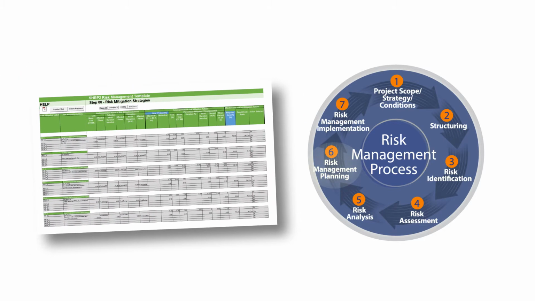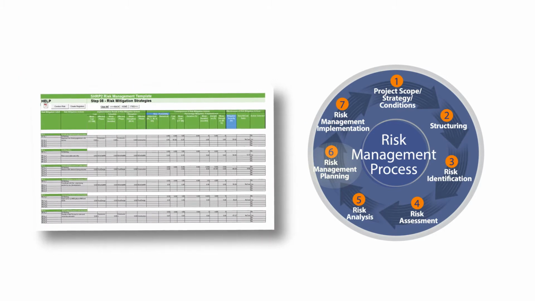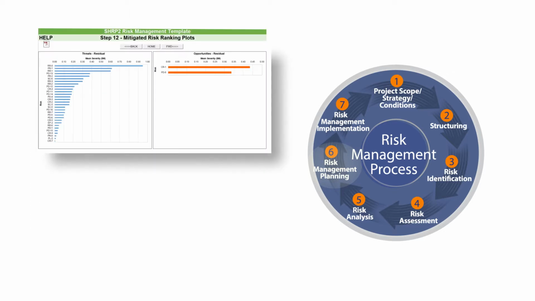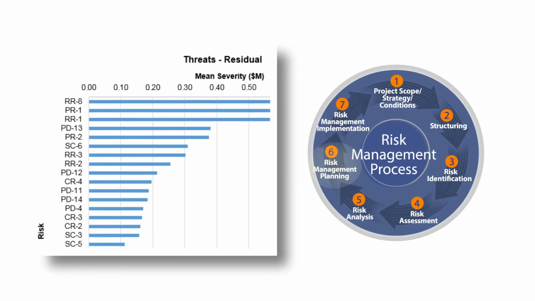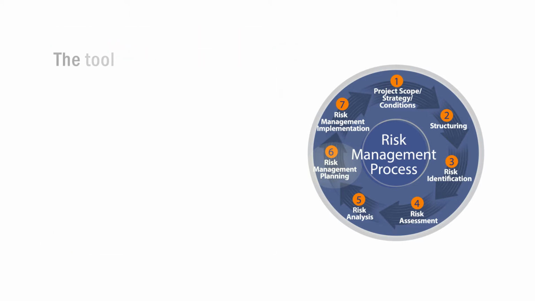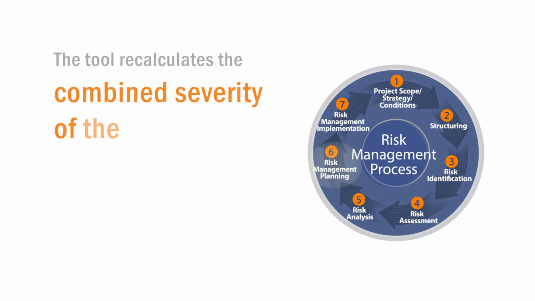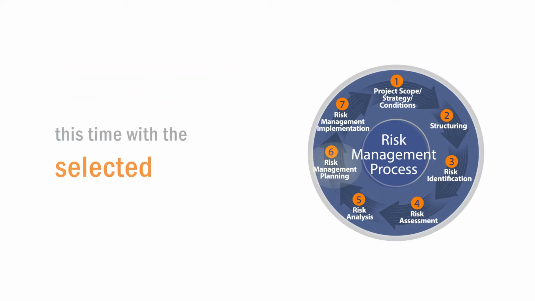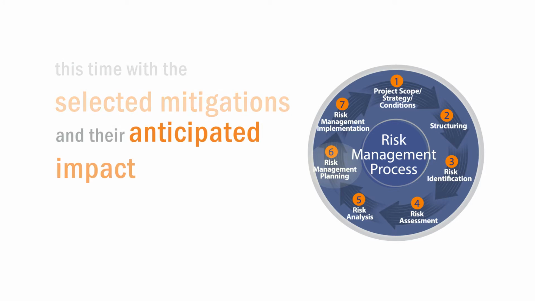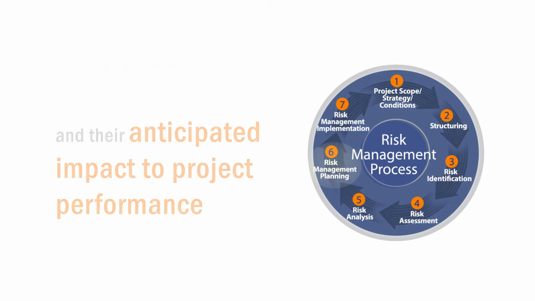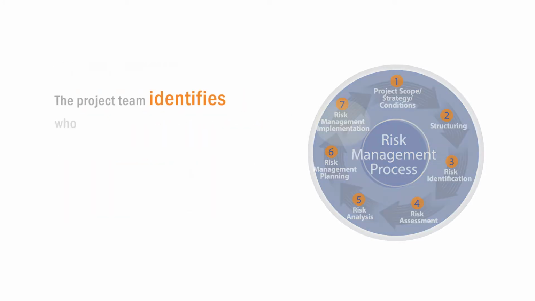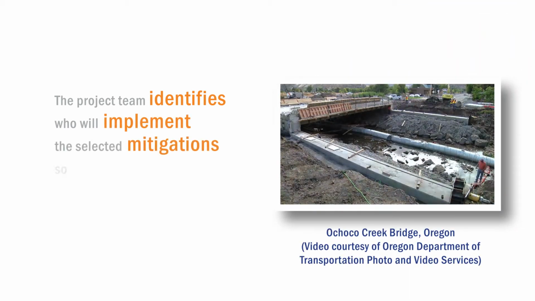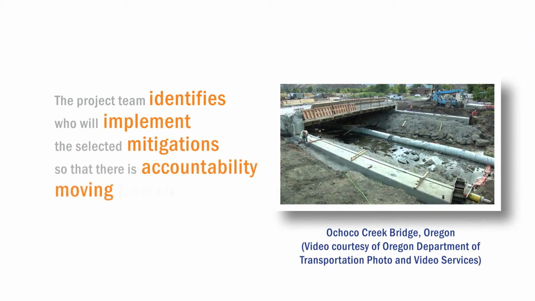The team then brainstorms possible response actions to mitigate the most severe risks and assesses the cost efficiency of implementing the identified response actions. The tool recalculates the combined severity of the risks, this time with the selected mitigations, and their anticipated impact to project performance. Finally, the project team identifies who will implement the selected mitigations so that there is accountability moving forward.